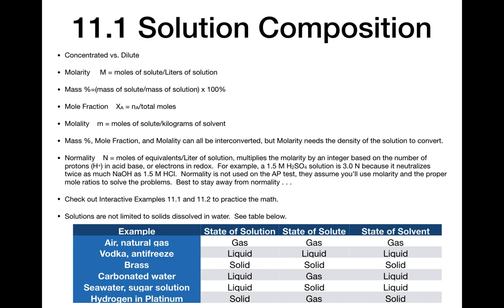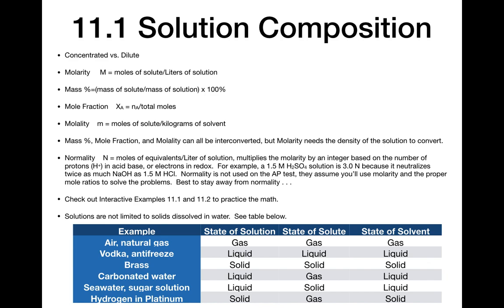Another way that's a little more chemical would be to do a mole fraction. A mole fraction, the symbol for that is this capital X, or sometimes a Greek letter chi. The mole fraction of component A, which could be the solute or the solvent, is the moles of A divided by the total moles of all of the components in the solution. So if you had a two-part solution, you have 2 moles of A and 3 moles of B, then you would have 2/5 as your mole fraction.